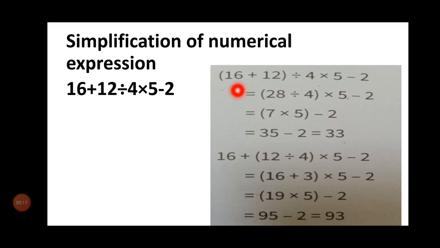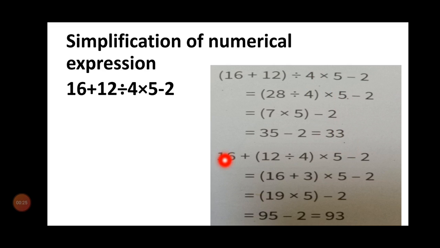See here, first brackets have been inserted to show which operation is done first in each line. Here 16 plus 12 is inside the bracket. So you add these two values, then you divide, then you multiply, then you subtract. Finally you get the answer 33.